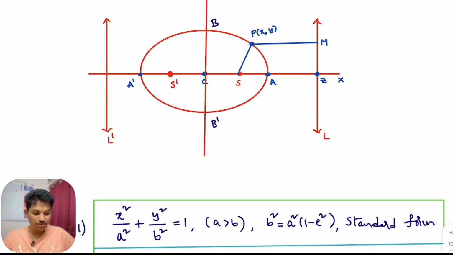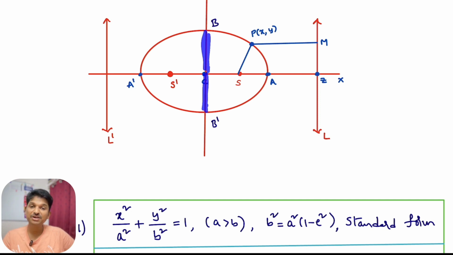Now, the length of major axis and minor axis. You observe here, as we discussed, this is the major axis. What is this length? As you know, this is a, this is also a, so a plus a is 2a. So the length of major axis is 2a. And this length is b, this length is also b, because the ellipse is symmetrical about the coordinate axes.